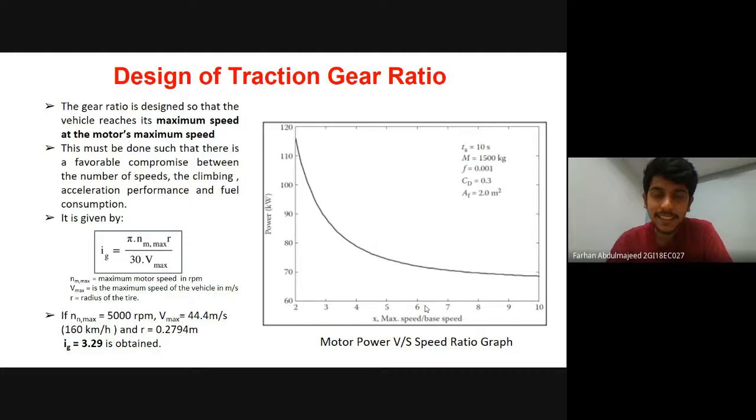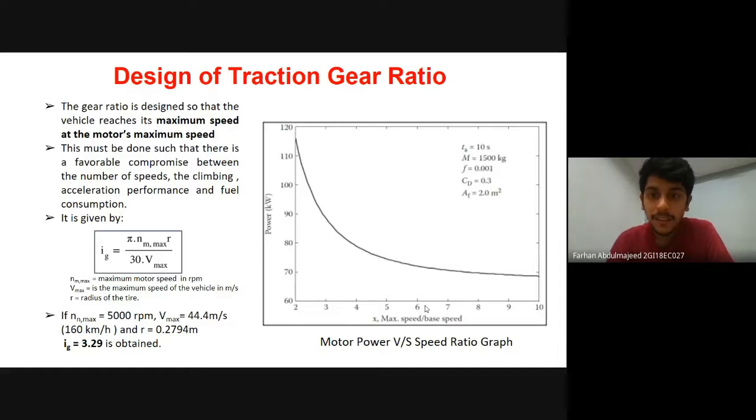Proceed. Yes, sir. In the design of drivetrains, gear ratio is one of the important aspects. While designing this gear ratio, it maintains the torque and speed of the vehicle, and it is designed so that the vehicle should reach its maximum speed at the motor's maximum speed.